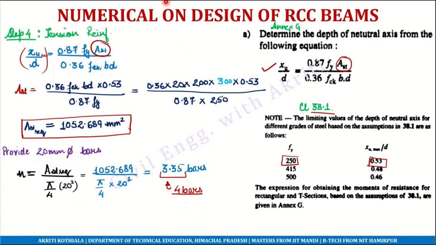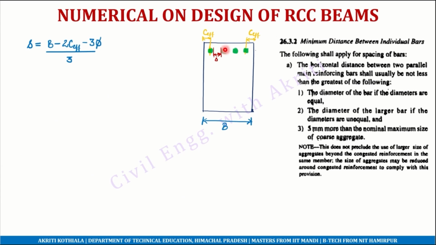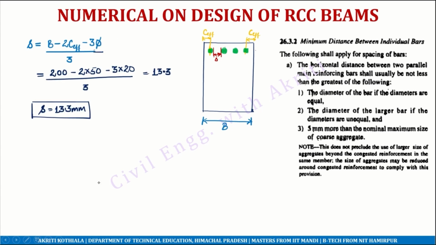So let's see the distribution. Remember that this is a cantilever beam and the tension reinforcement will be provided on the upper face. We are providing 4 bars of 20 mm diameter. So we have to calculate the clear spacing between these bars. That can be calculated using the total width minus the effective cover on either side and the remaining 3 diameters of the bars, which will be divided by the clear spacings, which are 1, 2 and 3. So substituting the values in this formula, we get the clear spacing to be equal to 13.3 mm.